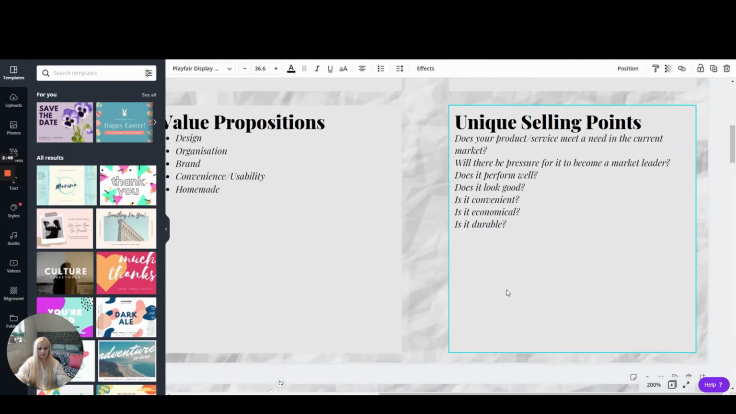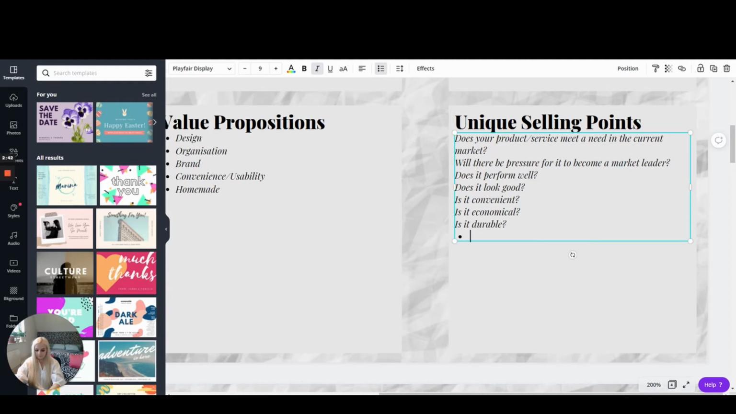Let's also do unique selling points while we're here. My unique selling point is that it's an open brand where you're with me from the beginning. The designs are unique because they're mine, and you know, art in itself is kind of a USP, I guess. So does it meet a need in the market?